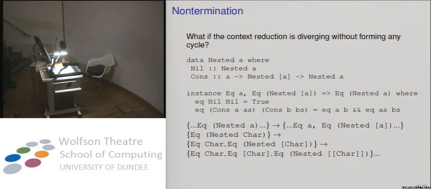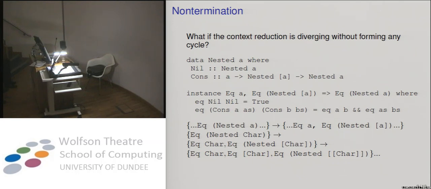So EQ applied to A and B will give rise to the equality assumption on A, and equality applied to AS and BS might give us this assumption, equality on Nasty of list of A. So this instance declaration effectively gives rise to this reduction rule: anywhere we see EQ of Nasty A, we can replace it with EQ A and EQ Nasty of list of A.